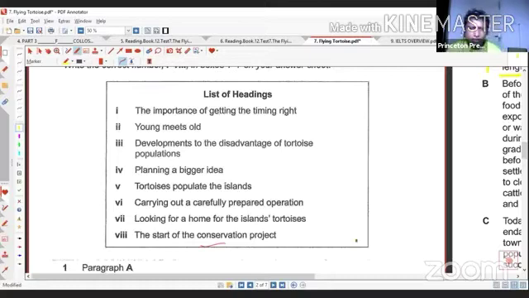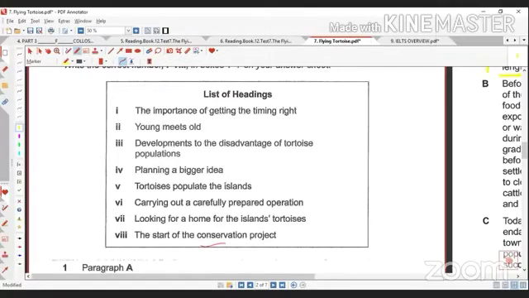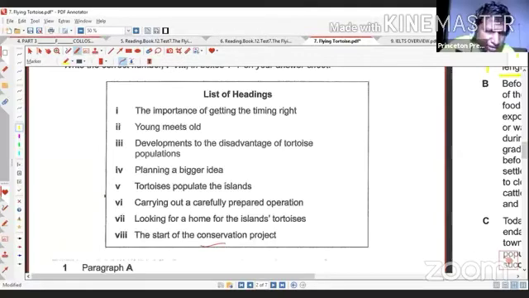The start of the conservation project. Was it a conservation project? No. At the beginning. So the answer is what? Number 5. It should be number 5. Okay, we are done.